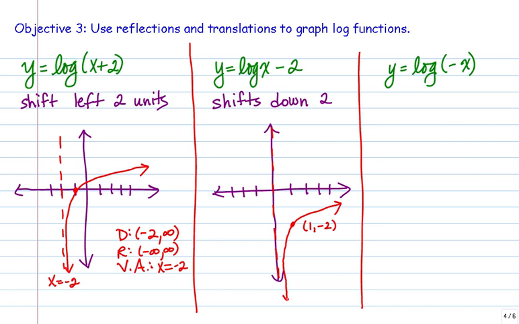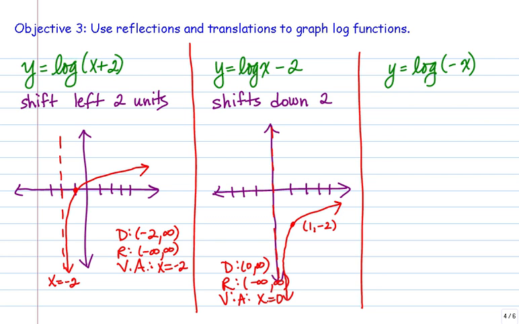And there we go. So the domain is from 0 to infinity. The range is from negative infinity to infinity. And the vertical asymptote is x equals 0.